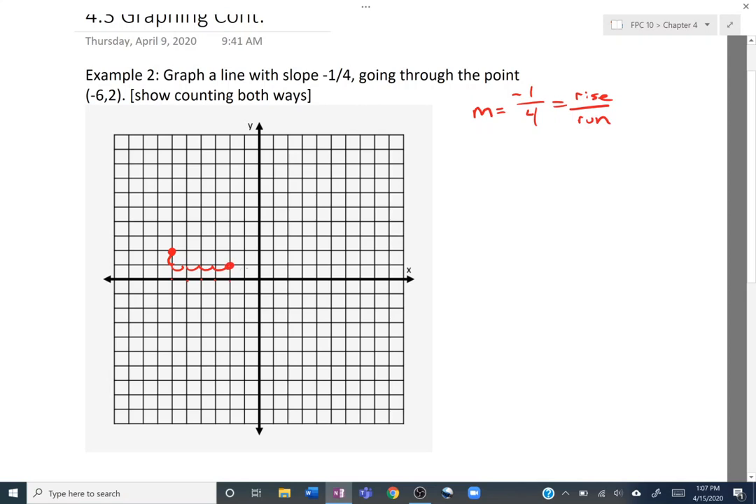And again, I like at least 3 points. And then if those 3 points aren't on a line, I've made a mistake. I go down 1 over 1, 2, 3, 4. And there's my slope. And I can get my ruler out and connect all those dots.